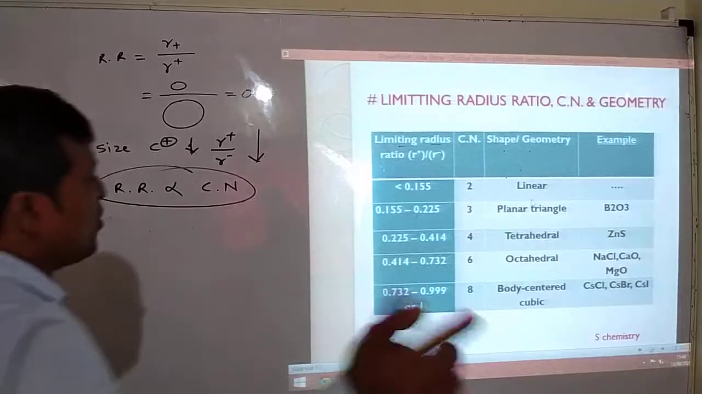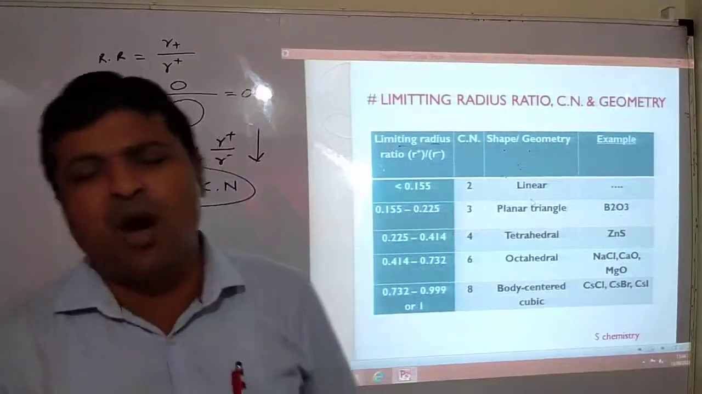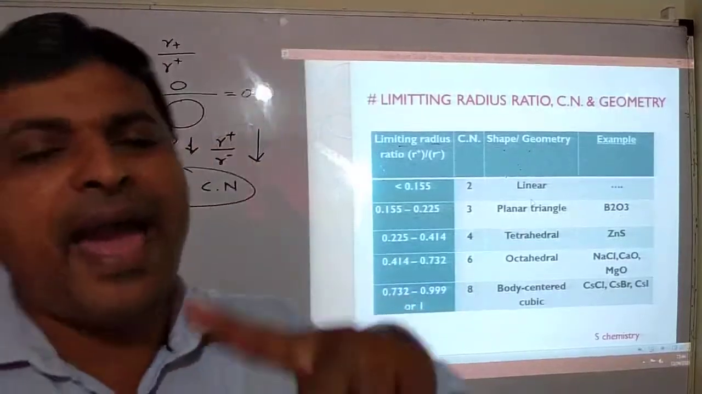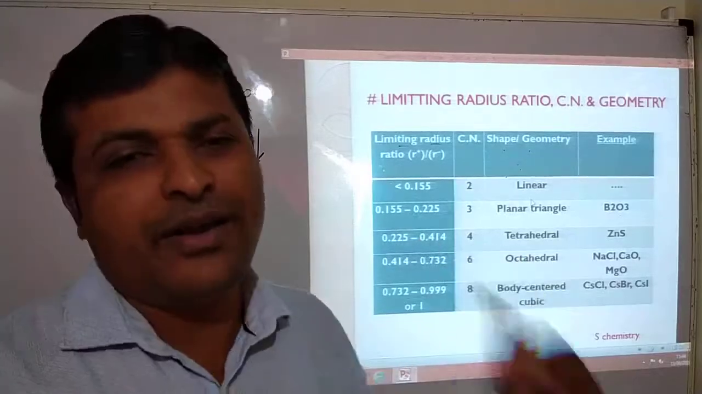So you must know this table, because this table gives information about the coordination number and the geometry related with radius ratio.